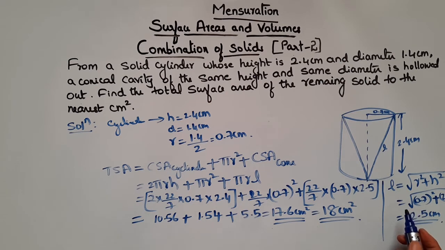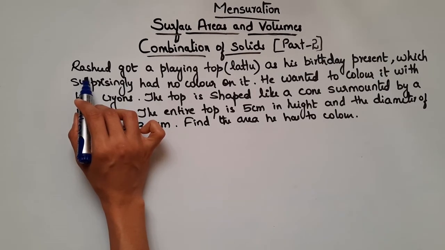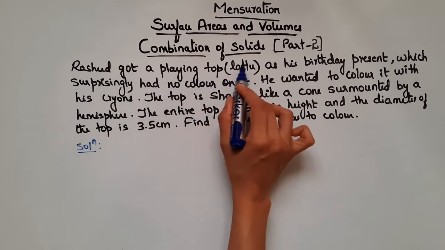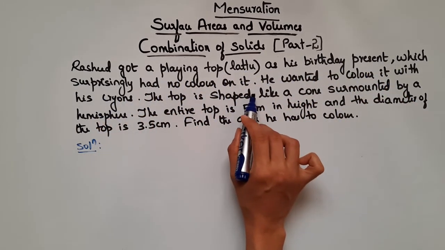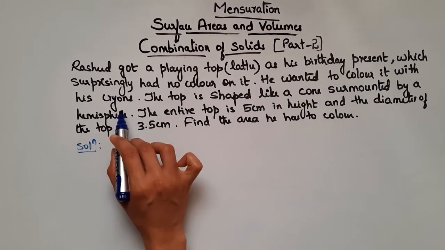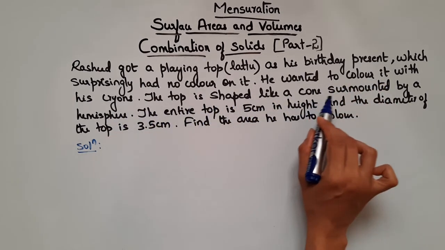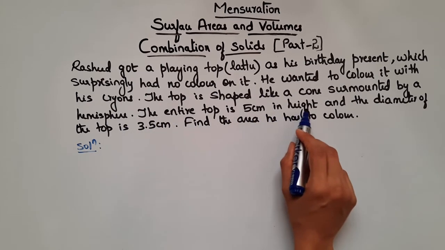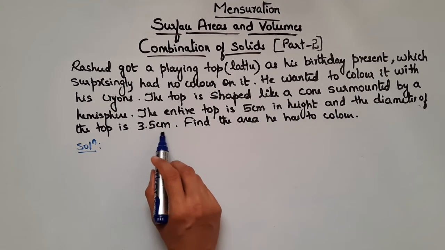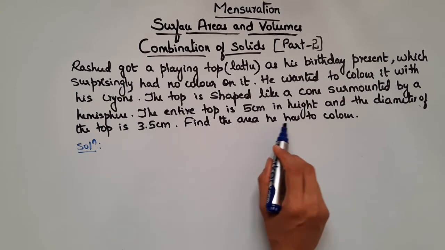Now let's see one more problem. Here it says, Rashid got a playing top, that is Lattu, as his birthday present, which surprisingly had no color on it. He wanted to color it with his crayons. The top is shaped like a cone surmounted by a hemisphere. The entire top is 5 cm in height and the diameter of the top is 3.5 cm. Find the area he has to color.